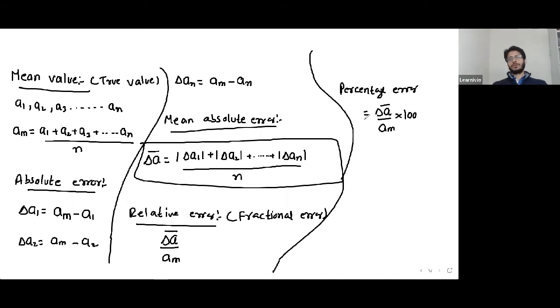So in questions, these n observations would be given. Say I give you this pen and ask you to measure the length of the pen. You take 5 readings: A1, A2, A3 and all. Once you have 5 readings, the true value is the mean of all. The absolute error is the difference between the mean value and each individual value. The mean absolute error is the mean of all these individual errors. The relative error is simply the mean absolute error divided by mean value, and the percentage error is the relative error multiplied by 100.